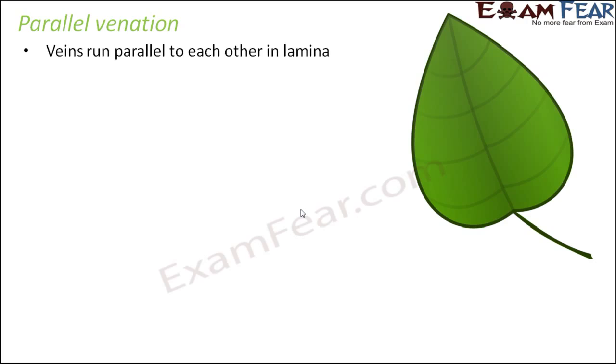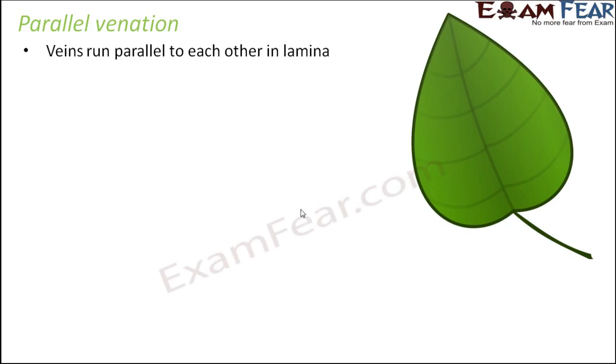Okay. Let us now talk about the second type of venation, that is parallel venation. Now, unlike reticulate venation, here we will see that the veins and veinlets are arranged in a specific fashion. They are no more arranged haphazardly. So, what is that specific fashion? Here, veins run parallel to each other in the lamina.